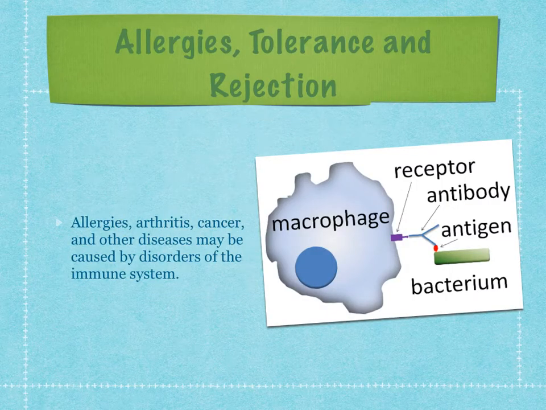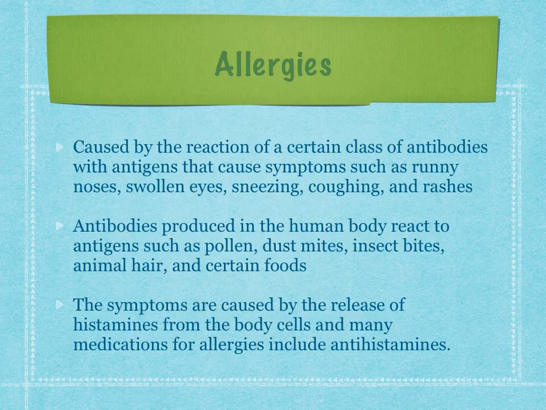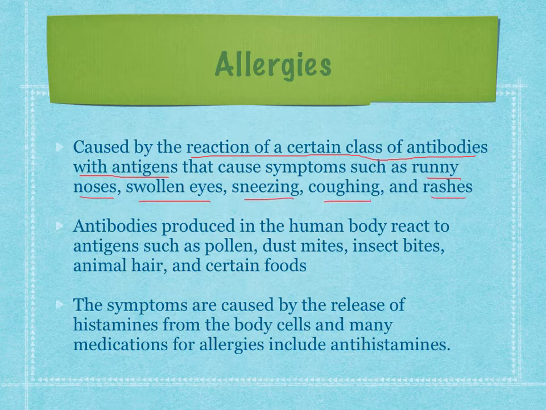Allergies, tolerance, and rejection. Allergies, arthritis, cancer, and other diseases may be caused by disorders of the immune system. Allergies are caused by reactions of a certain class of antibodies with antigens that cause symptoms such as runny noses, swollen eyes, sneezing, coughing, and rashes.